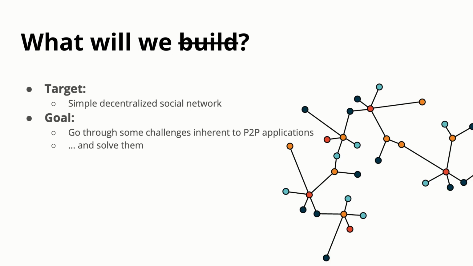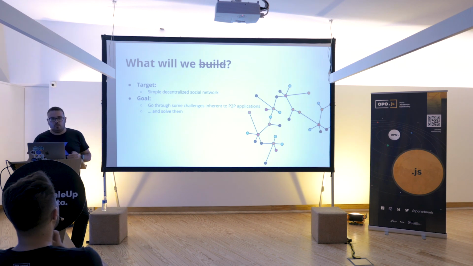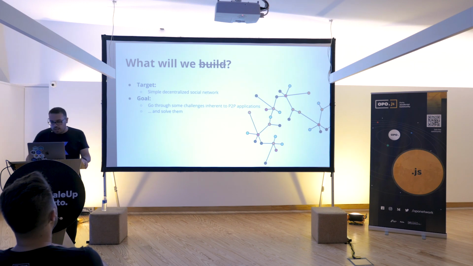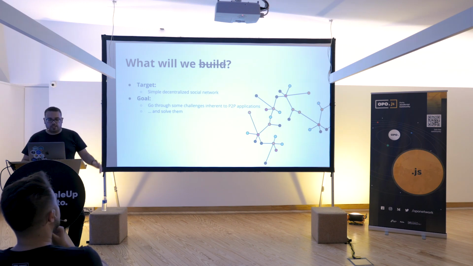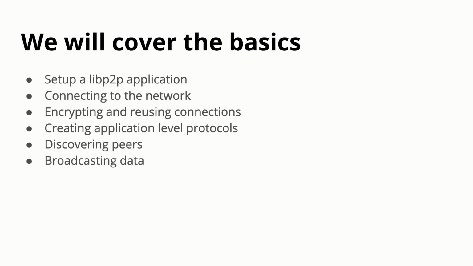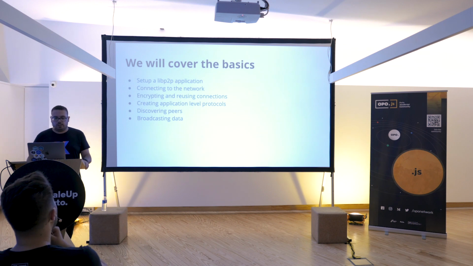So what will we build here today? We won't really build anything because it would take more time, but we will think during the process as if we were building a simple decentralized social network. The goal is to go through some challenges inherent to peer-to-peer applications and solve them. For this, we'll just cover the basics of libp2p, as libp2p aims to solve all types of use cases. We'll start by setting up a libp2p application, connecting peers to the network, encrypting and reusing those connections, creating application-level protocols, discovering peers, and broadcasting data through the network.